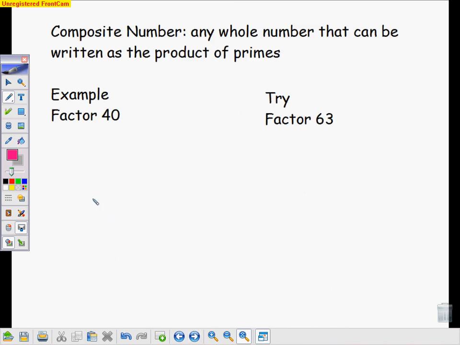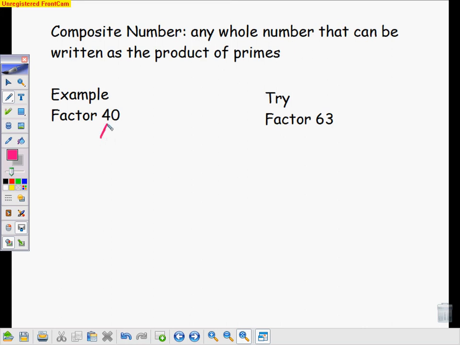Composite numbers are any whole number that can be written as a product of primes. Some of you might remember this from way back in the day when you used to do the factor trees. Yes, that's what we're going to look at here. So what I'd like for you to do is think, okay, what are some different numbers that would multiply to give me 40? There's lots of different ways to do this.